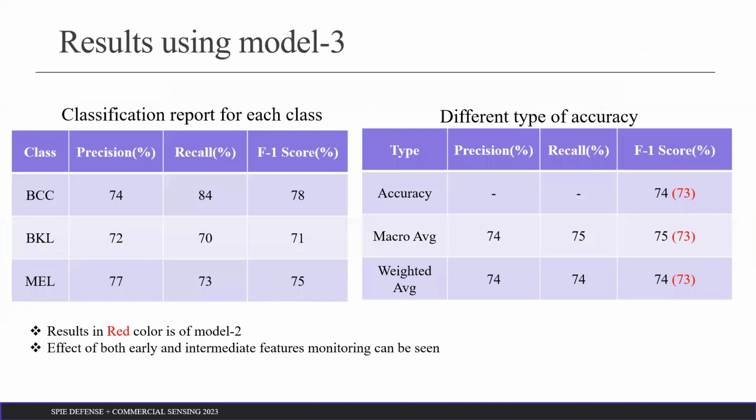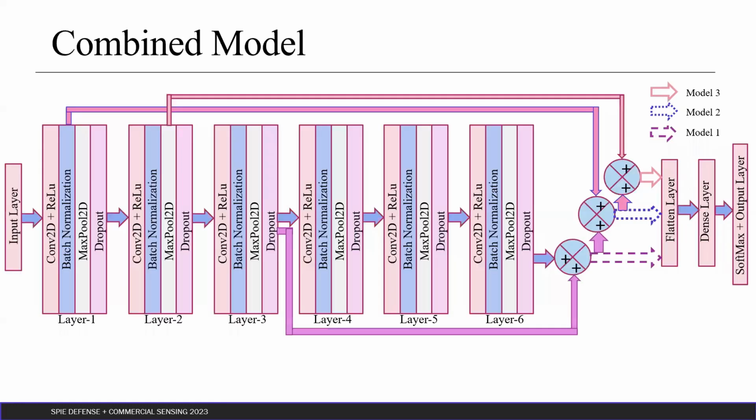Now if we compare the result of this with the previous model, our model 2, accuracy increases from 73 to 74, in the case of macro average it increases from 73 to 75, and for the weighted average it also increases from 73 to 74. Overall, when we consider all the important features, minute features and intermediate features, the fine-grained classifier becomes more robust.